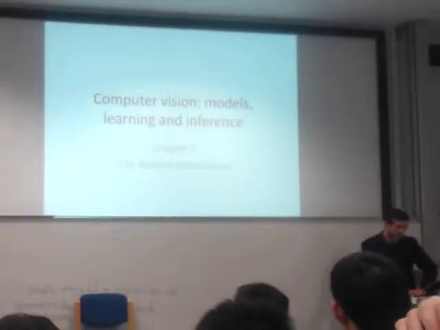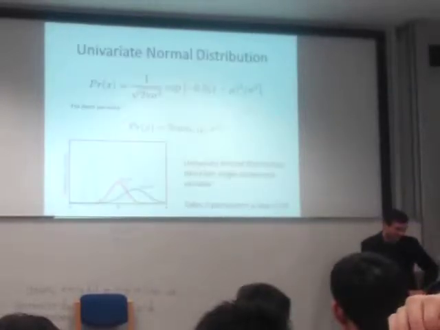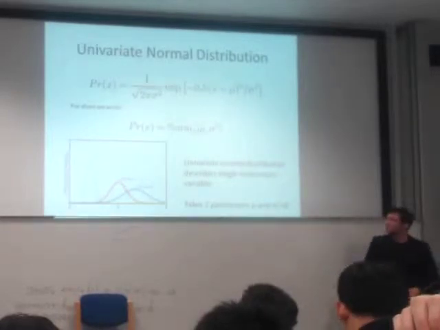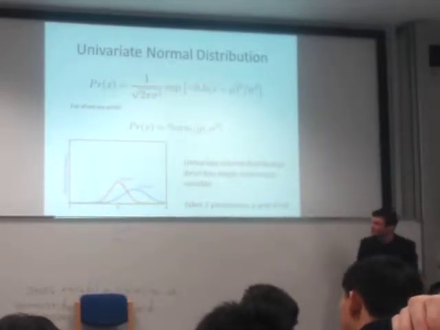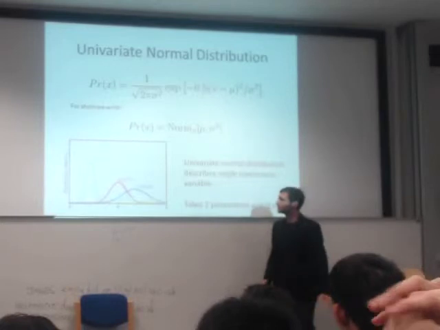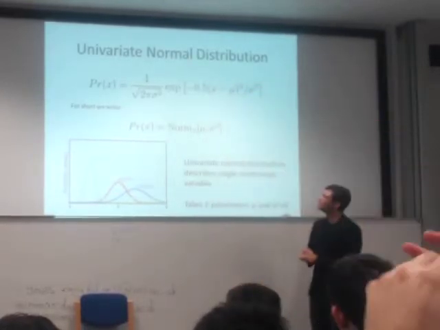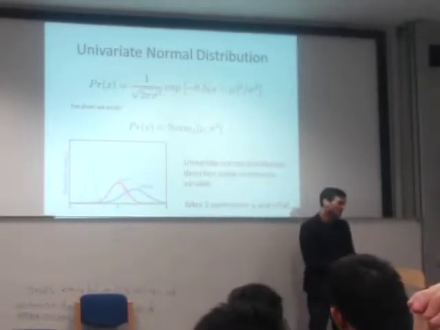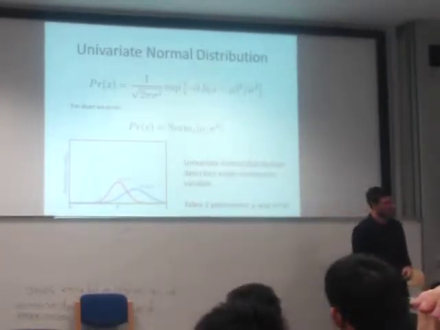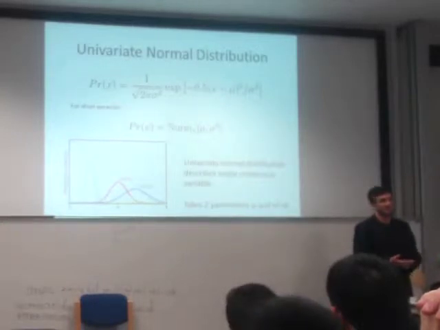It's about the normal distribution, and I'm sure all of you are familiar with this. So you've got these nice bell-shaped curves for a univariate normal distribution. The reason why the normal is important is that it's pretty much uniformly used in vision. Most vision problems in some way are formulated with normal distributions.